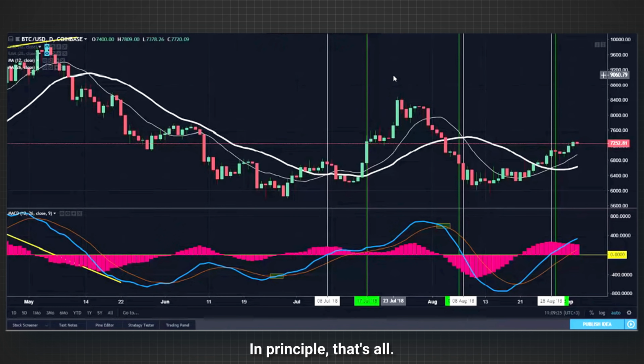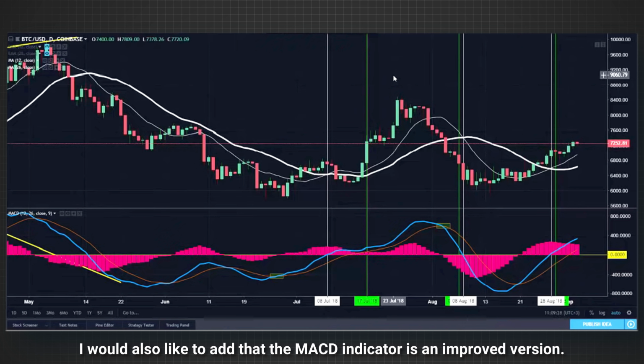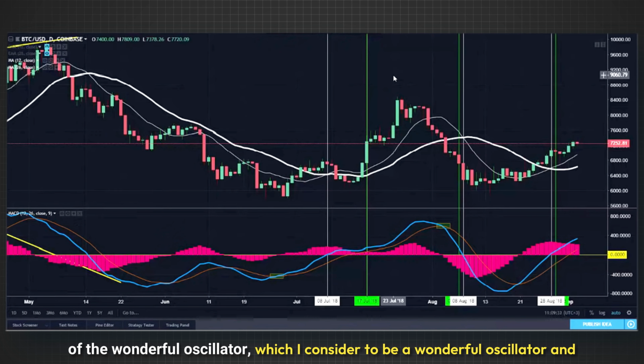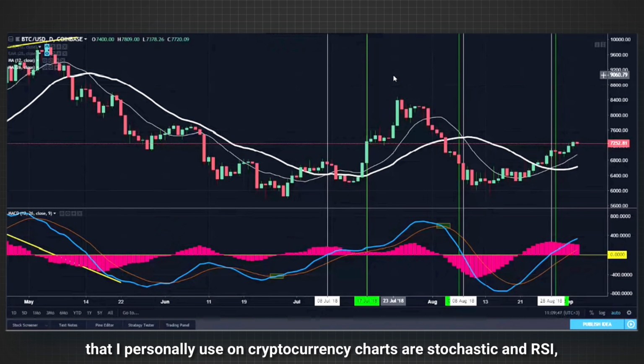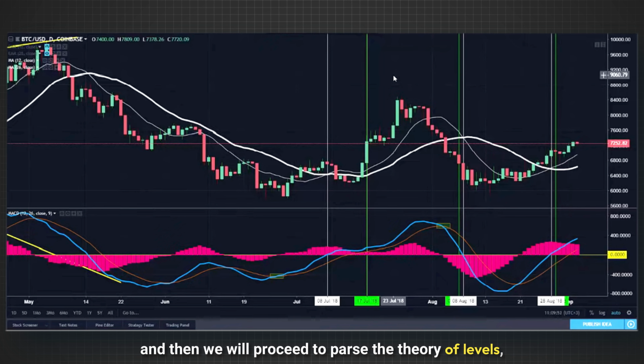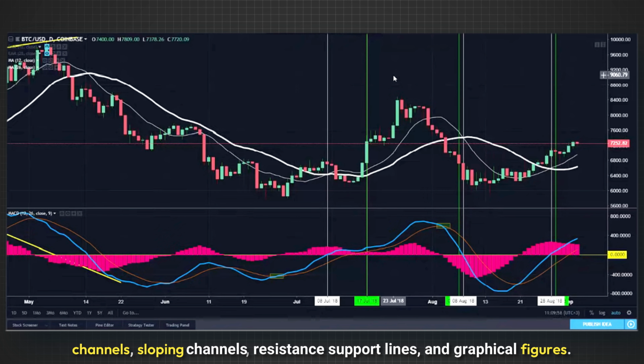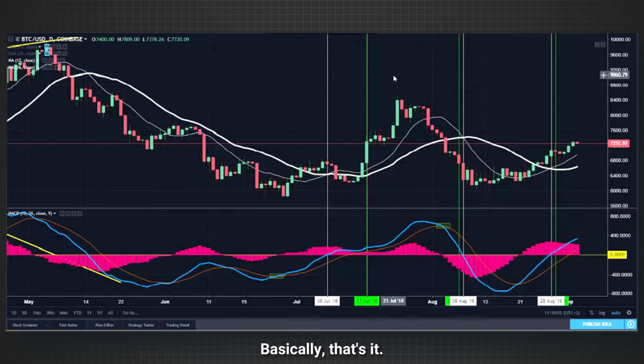In principle, that's all. I would also like to add that the MACD indicator is an improved version of the wonderful oscillator, which I consider to be a higher priority from my point of view to use. That's all for now. In the future, I have left to parse the indicators that I personally use on cryptocurrency charts, Stochastic and RSI. And then we will proceed to parse the theory of levels, channels, sloping channels, resistance support lines, and graphical figures. Basically, that's it.